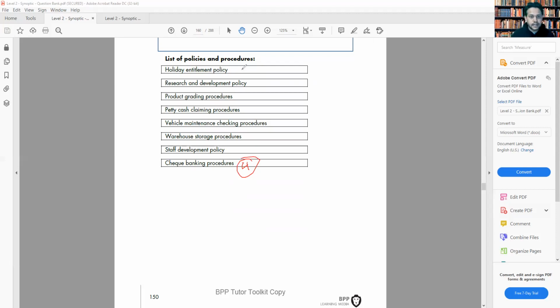So we have holiday, we have petty cash, and then we have staff development, and we have the check banking procedure, because as finance staff we have to know how the banking procedure works. For example, are you going to deposit a check, or someone comes to your business to collect the money? And obviously, what is the company procedure? Every company has a different procedure. So obviously, as finance staff, this is relevant to us. We need to know this.